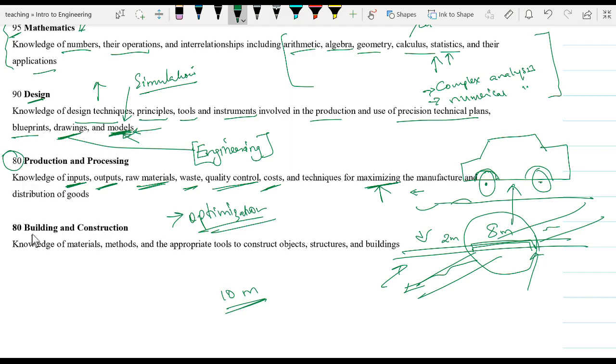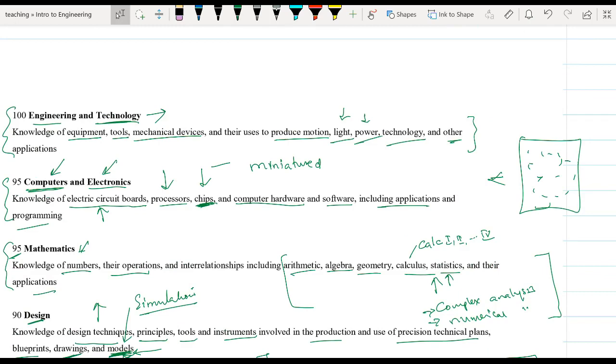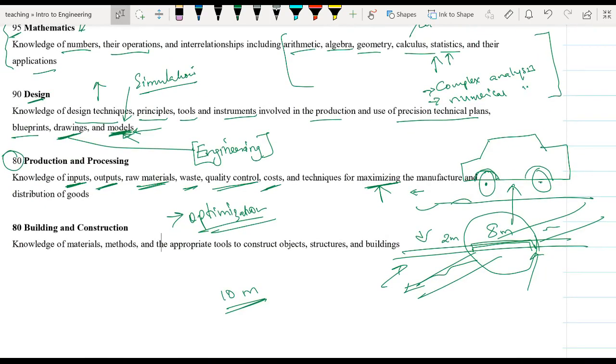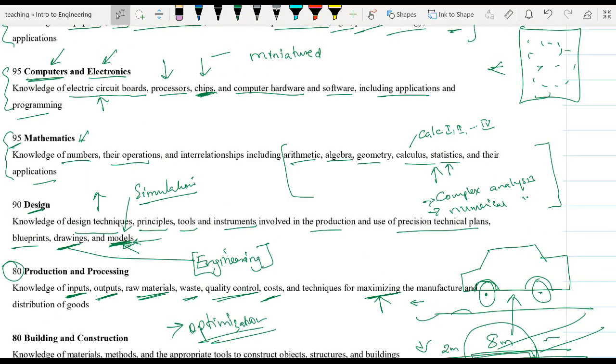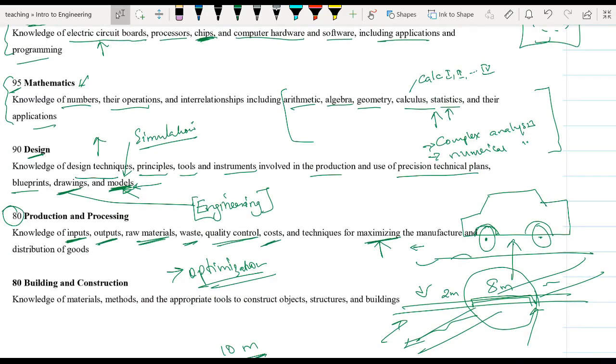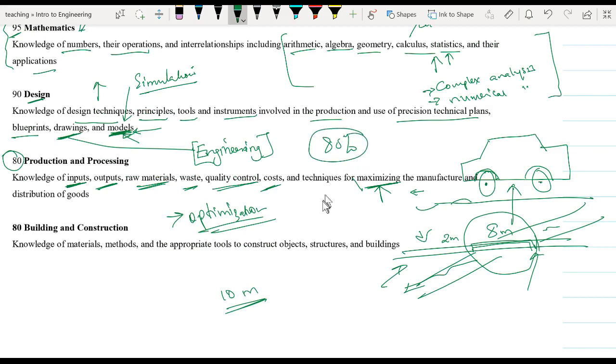So now we are going to the lesser important knowledge, and I think we have highlighted the 5 most important ones: engineering and technology, computer and electronics, mathematics, design, and production. Those are the 5 most important knowledge areas that you must have. If you are asked the most important knowledge that an engineer should have, as much as you might say other things, these 5 are the most important. They have 80% out of 100 importance rating compared to the others.